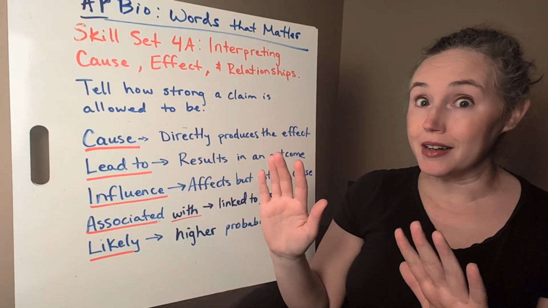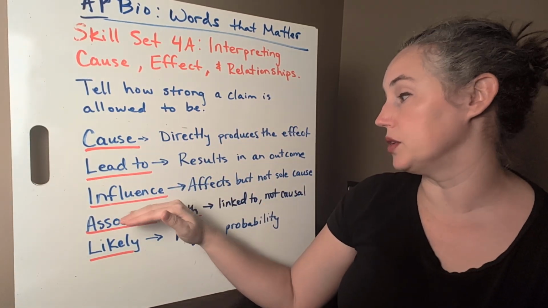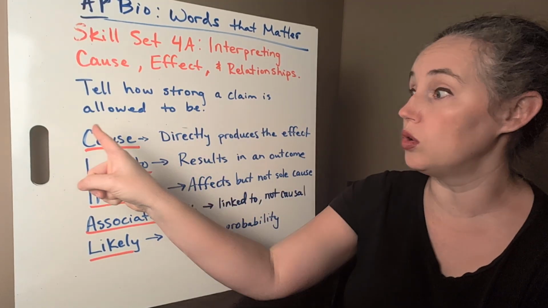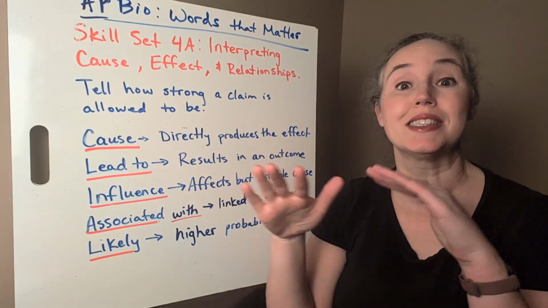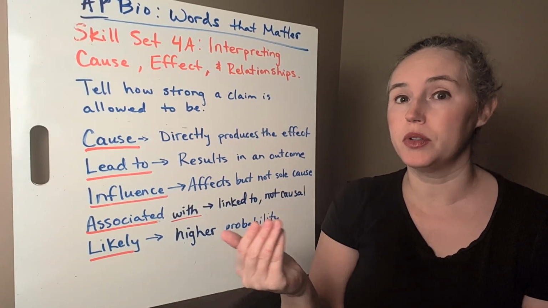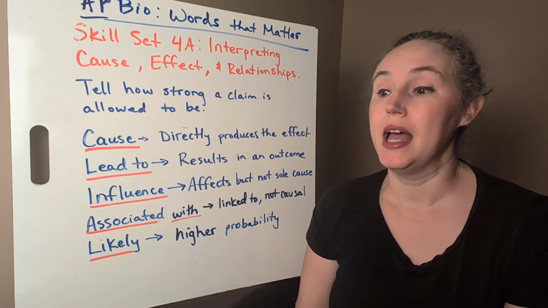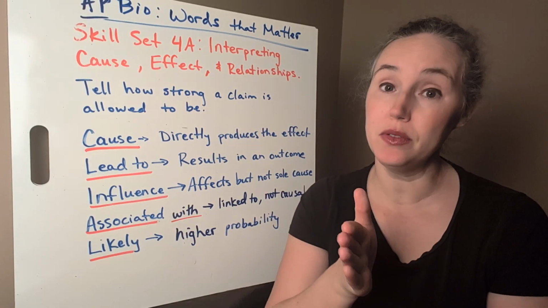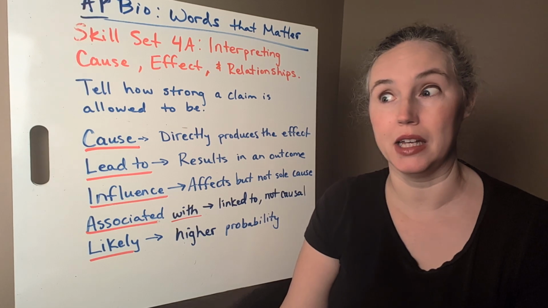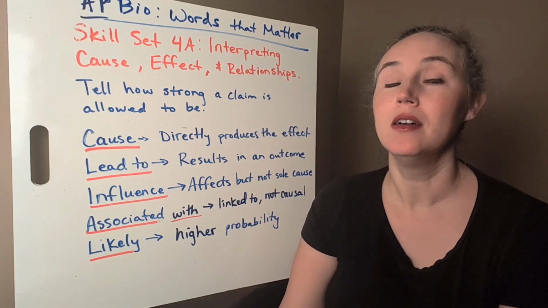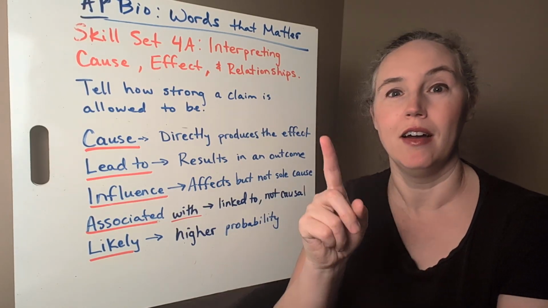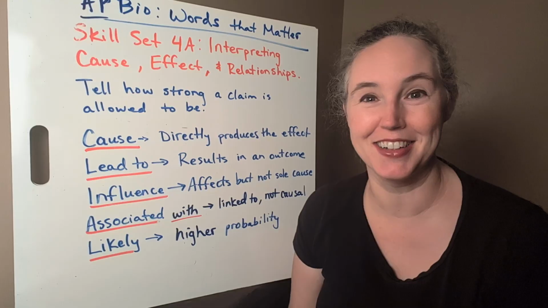Next, a little lighter, is to influence. So influence means that it's affecting the outcome, but it's not the sole or root cause. So it's in the mix, it's making a difference, but it's not the root of it. So an example of when you might see this in AP Bio would be environmental factors may influence gene expression. A really cool example of that is the licked mice experiment. Don't worry, it's not people licking mice, it's mother mice licking their baby mice. Check it out. I'll link something somewhere because it's a really neat experiment.